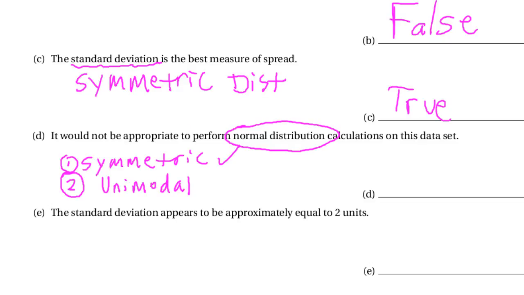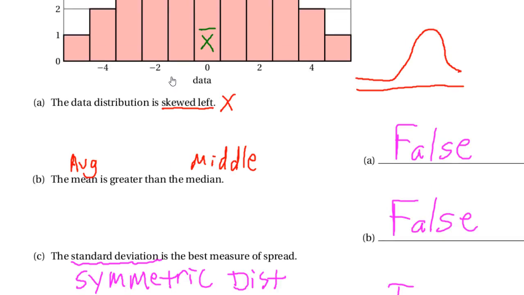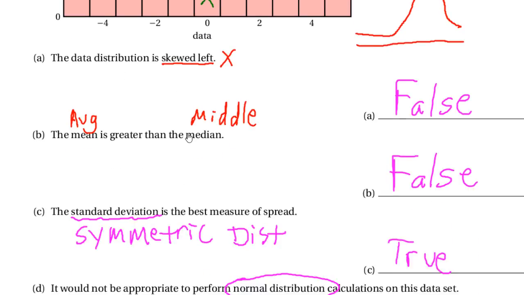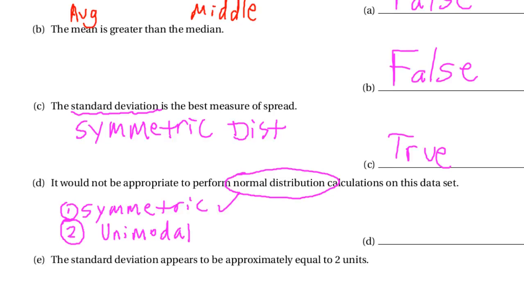Now, if I go up and take a look, remember that modes inside of a histogram are going to be peaks. And I can see that this peak is right here in the center, so it is unimodal and it is symmetric. So that means that it is a normal distribution. So yes, I can absolutely say that it should be possible, but notice it says it would not be possible. So this is a false statement.